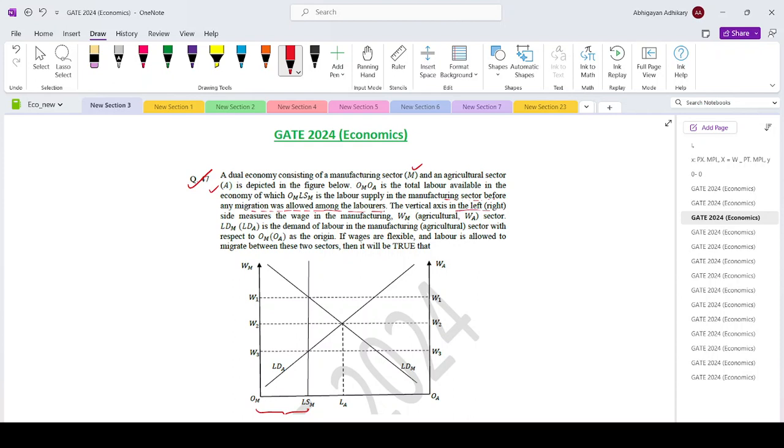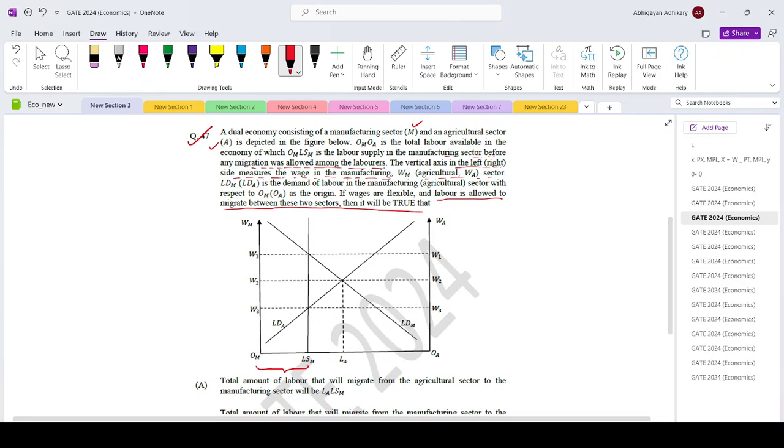The vertical axis on the left side and the right side indicate the wages in the manufacturing and agricultural sector respectively. LDM and LDA is the demand for labor in the manufacturing and agricultural sector with respect to OM and OA. If the wages are flexible and the labor is allowed to migrate between these two sectors, then which of the following is true? So first of all, this part OMLSM, the part from the left origin to LM, this much is the amount of labor in the manufacturing sector, right?